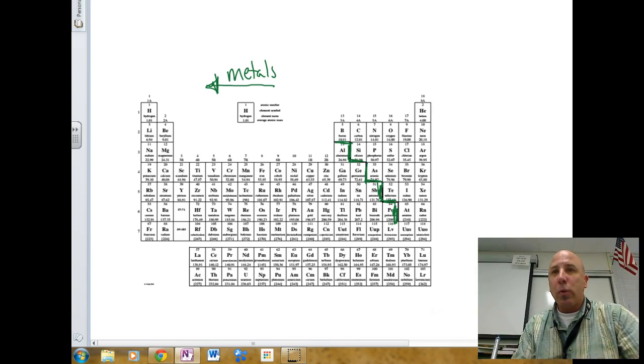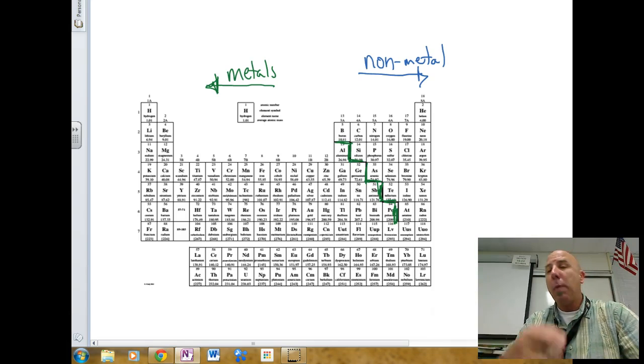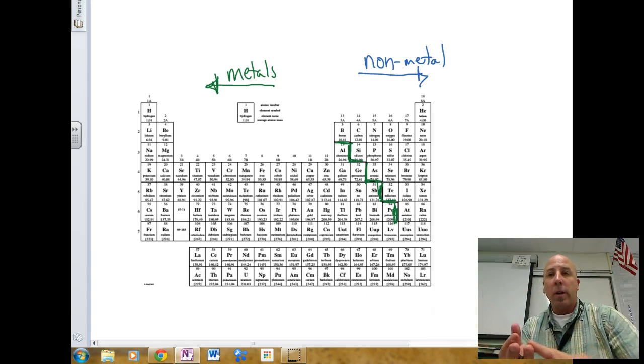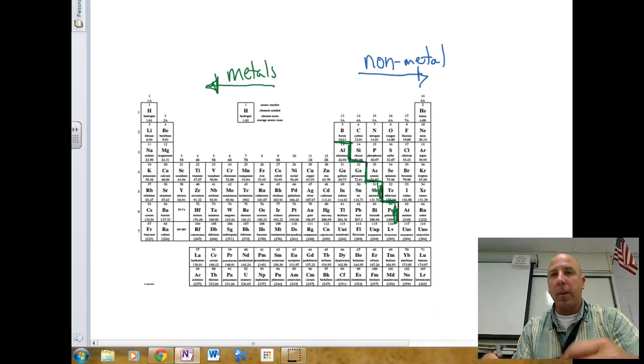Now, if you're looking to the right of that stair-step line that I highlighted in green, these are nonmetals, which often have the opposite properties of metals. They don't necessarily conduct heat very readily. They don't conduct electricity very readily. It's tough to draw them out into a wire. They're often gases. Some of them are solids at room temperature, but many of them are gases. Not necessarily all of them, though.